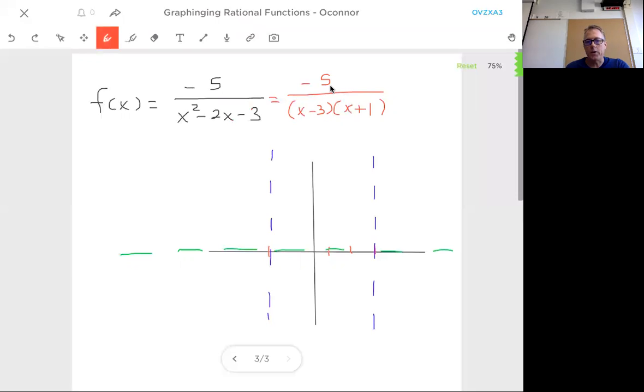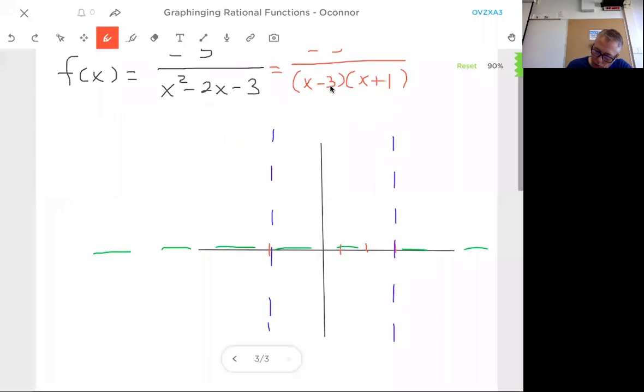To find the y-intercept is when x is 0. Well, if I plug in a 0 for the x's, these things become 0. And I get negative 5 over negative 3, which is 5/3. So the y-intercept is up here somewhere, okay? Positive.